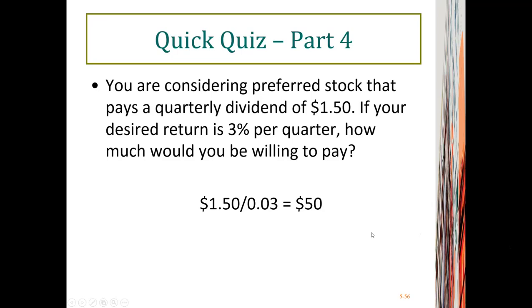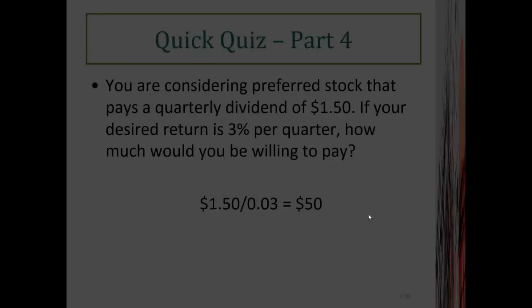You're considering purchasing a preferred stock that pays a quarterly dividend of $1.50. If your desired rate of return is 3% per quarter, then how much will you be willing to pay for that? Well, this is a perpetuity problem, and the answer is very simple to find. That is the ratio of the dividend, or cash flow, $1.5 divided by the interest rate of 3%, which will generate a $50 result.